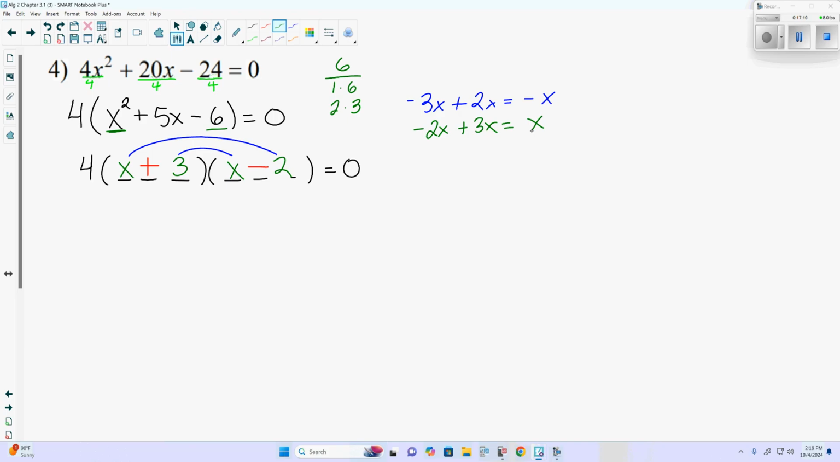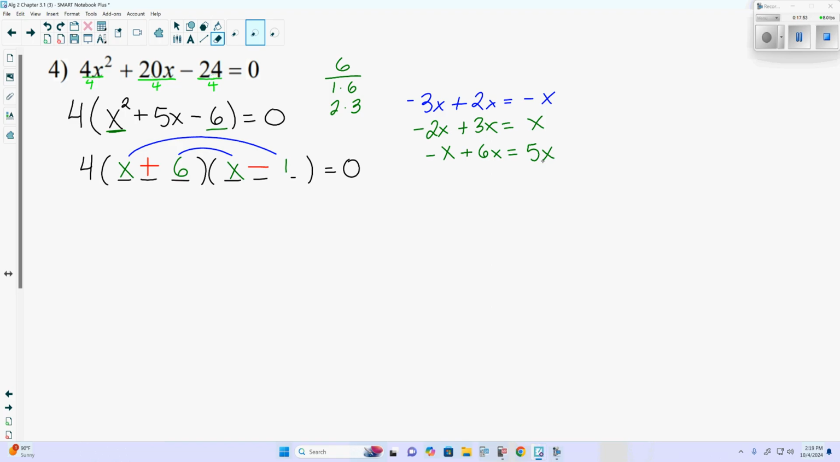Questions on this here so far? All right. Well, now we need to try 6 and 1. X times negative 1 is negative x. 6 times x is going to be positive 6x, so plus 6x. And negative x plus 6x is positive 5x. Is that the middle term we wanted?